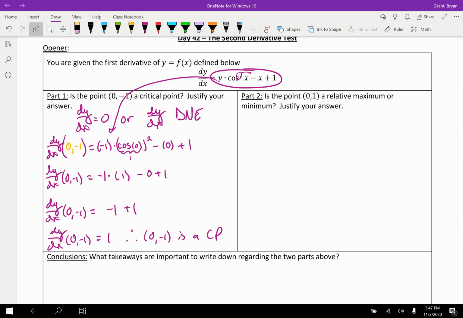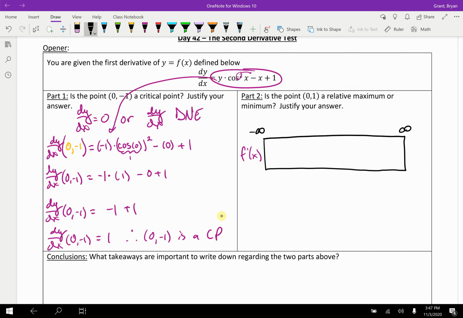Now that we know it's a critical point, does that make it a relative min or a relative max? Well, in the past, to find relative mins and maxes, we made a sign chart, so we should probably do that. We're looking on an infinite interval here. They didn't give us any endpoints. And the only x value they gave us was 0. We saw when x was 0, y was -1, and it made the derivative equal to 0. Cool, so we have our sign chart. We're going to use the first derivative to test if an x value of 0 is a relative extrema.